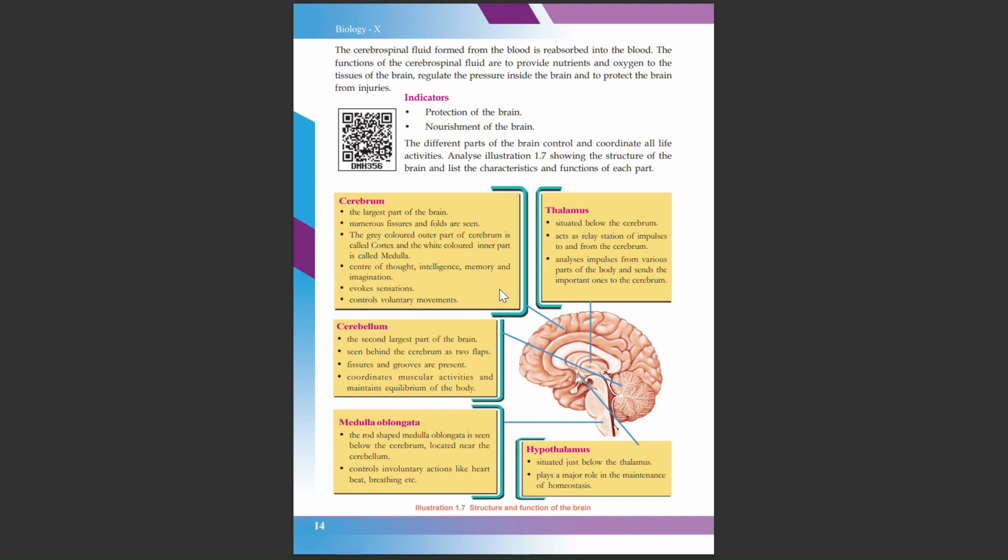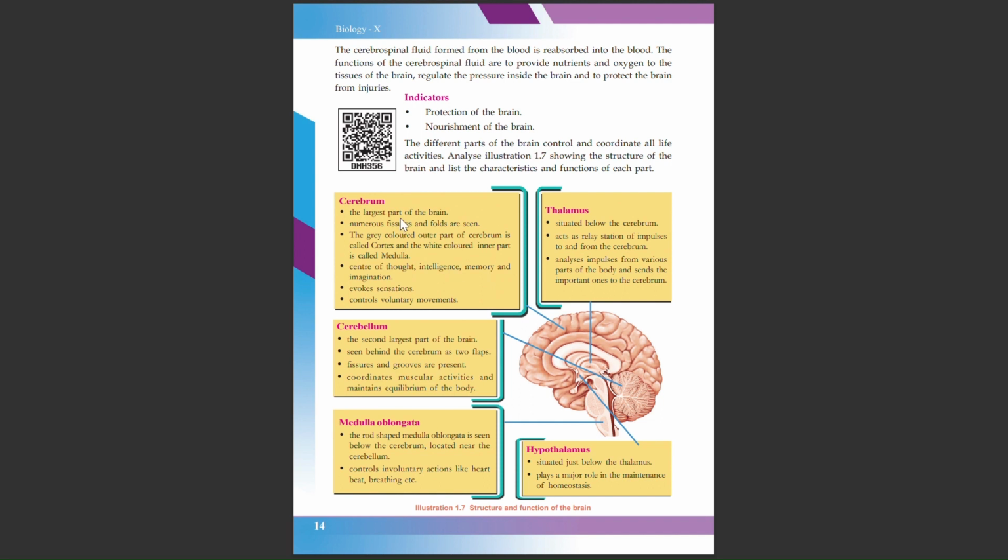The grey colored outer part of the cerebrum is called cortex. That will be grey in color, and the white colored inner part is called medulla. In every tissue, the outer part will be called cortex. In the brain it is grey in color, so that is called cortex, and the inner part that would be white in color, right? That is called medulla.